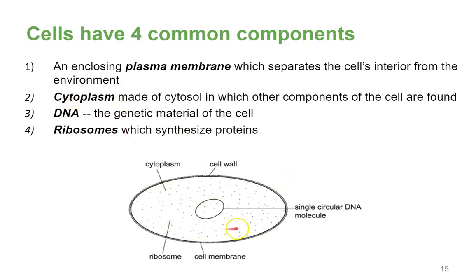So cytoplasm is the cytosol, which is the jelly-like substance, and then the other components inside the cell. Cells also have DNA, so they're going to have genetic material, which helps drive protein synthesis and different processes. And then in order to carry out protein synthesis, they have to have ribosomes. So ribosomes are all of those little dots that are our protein factories.